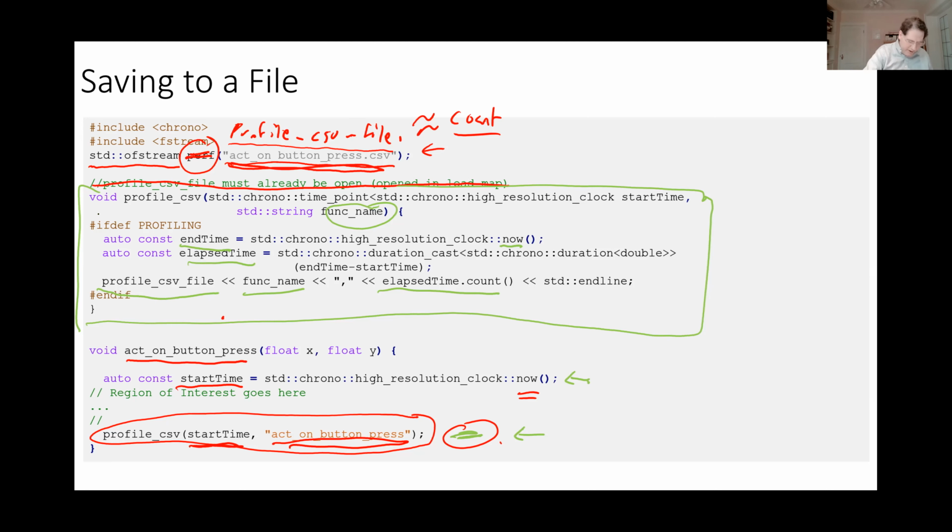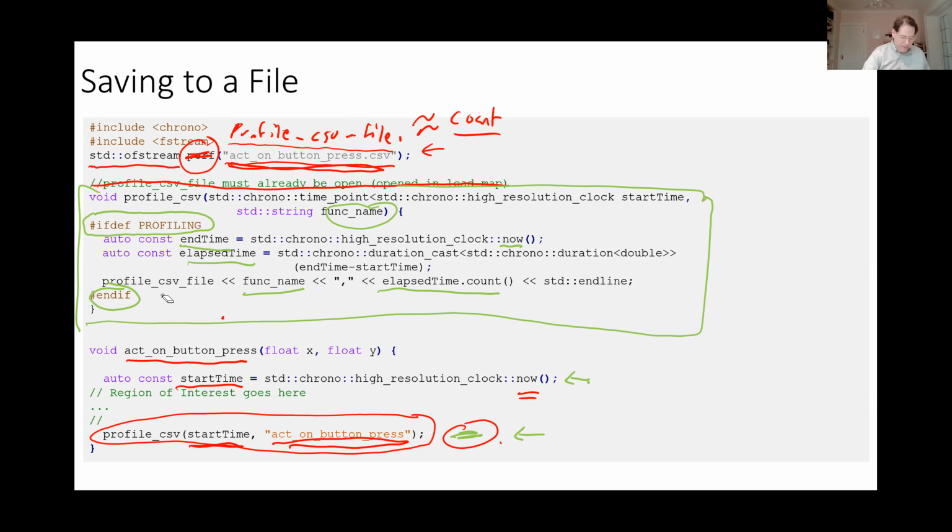One last thing I've done here is we have this if-def profiling and end-if. So do people know what those are for? Have you seen if-defs and end-ifs in your code so far? Yes, for macros. Yeah. So these are what are called preprocessor directives.